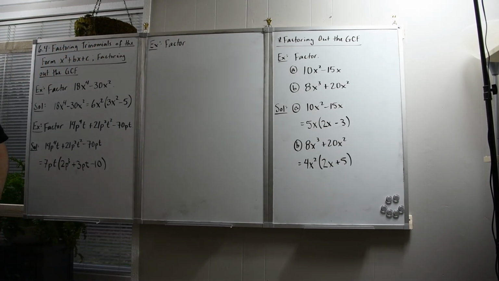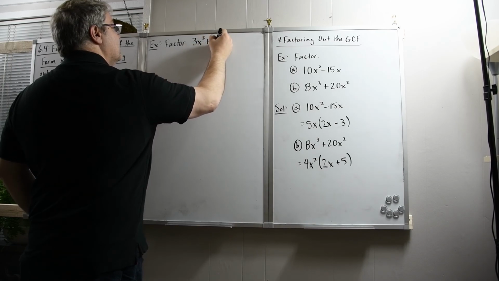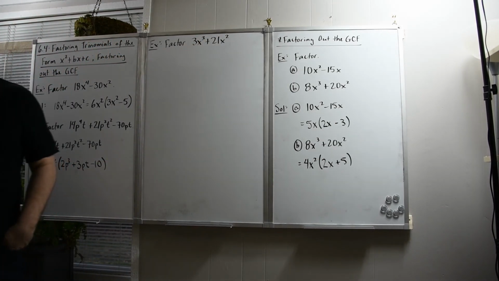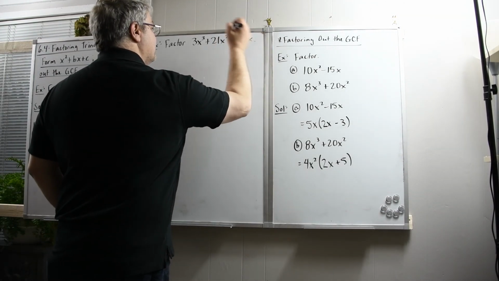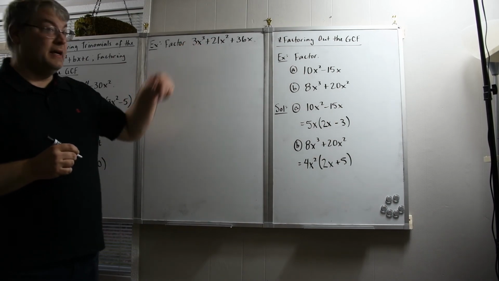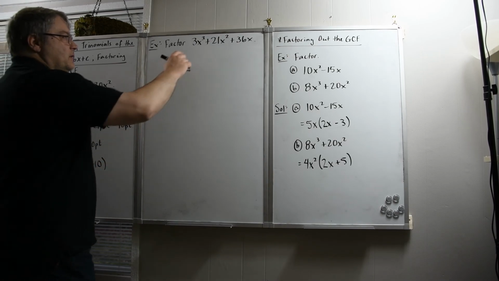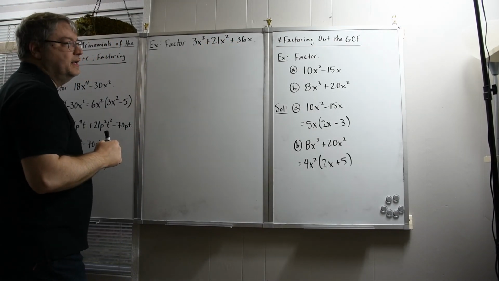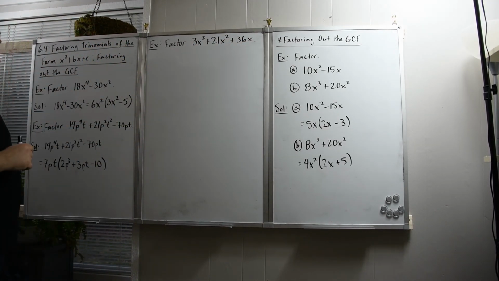Well, this example is going to address at least some of that. So we'll have 3x to the third plus 21x squared plus 36x. We're asked to factor that polynomial. Now I notice that this does not have the form of an x squared plus bx plus c. But I do also notice that every single one of these coefficients is divisible by 3. And I also notice that every single one of these terms has x at least raised to the first power.